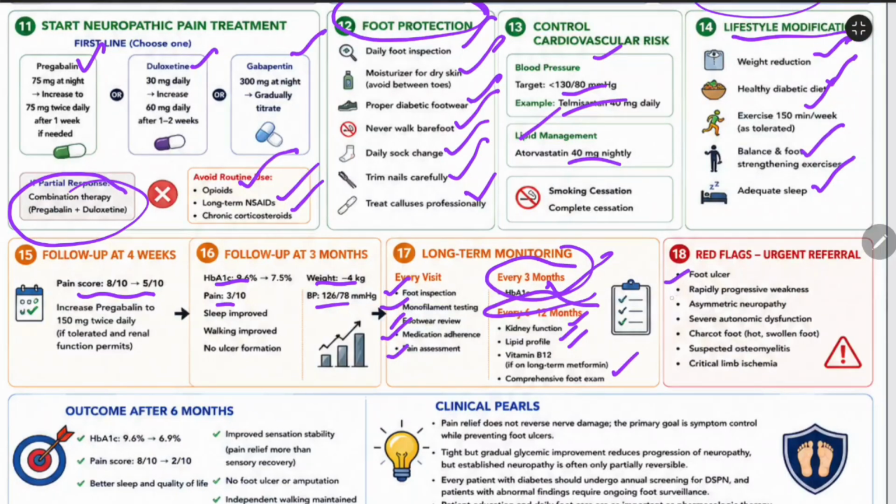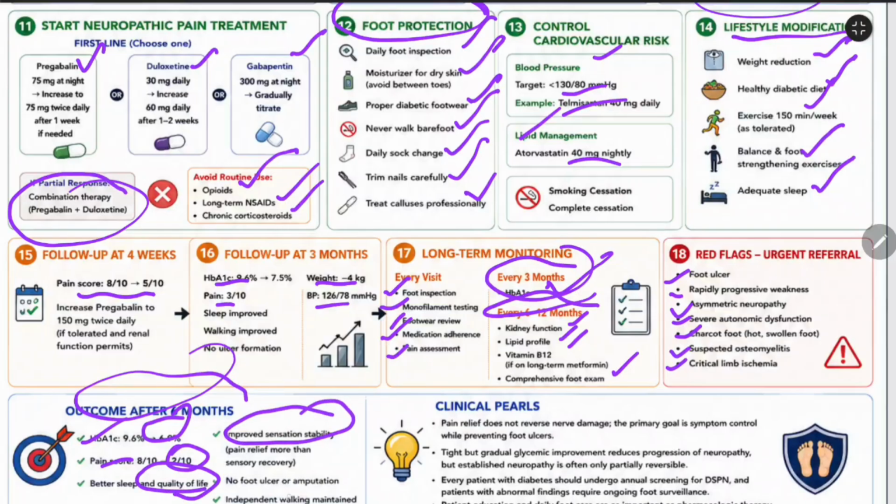Red flags are foot ulcer, rapidly progressive weakness, asymmetric neuropathy, severe autonomic dysfunction, Charcot foot, hot swollen foot, suspected osteomyelitis, critical limb ischemia, peripheral artery disease. So this is the outcome after 6 months. HbA1c is now 6.9%, pain score is 2 by 10, better sleep and quality of life, improved sensation stability. No foot ulcer or amputation, independent walking maintained.